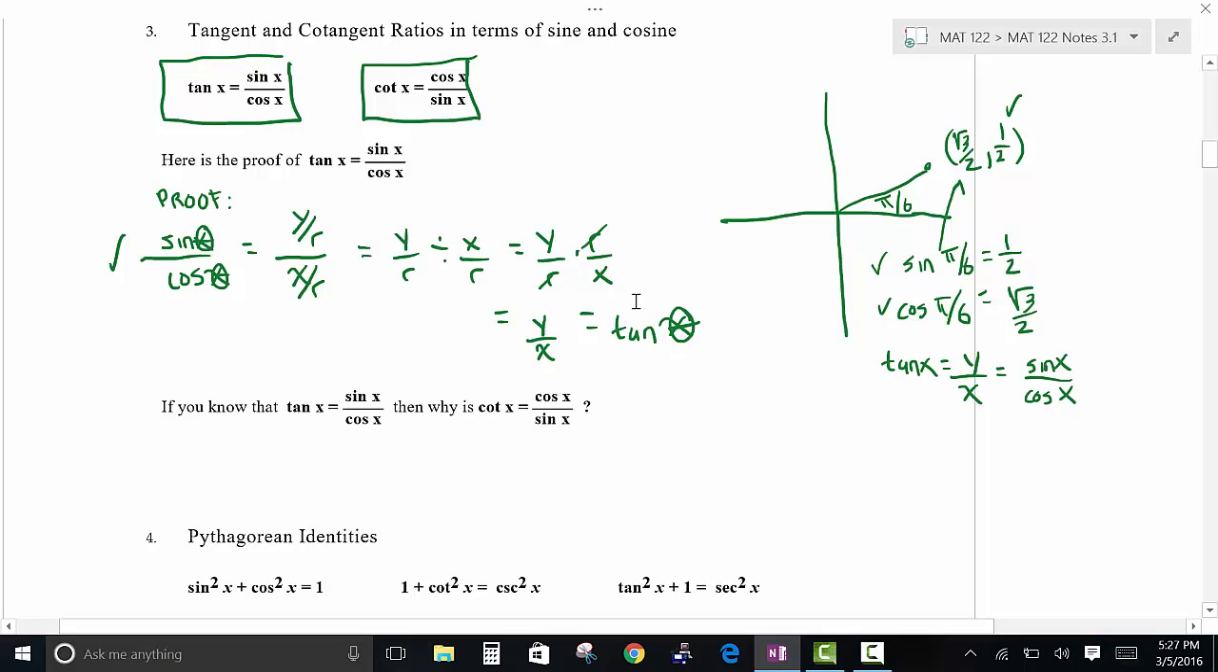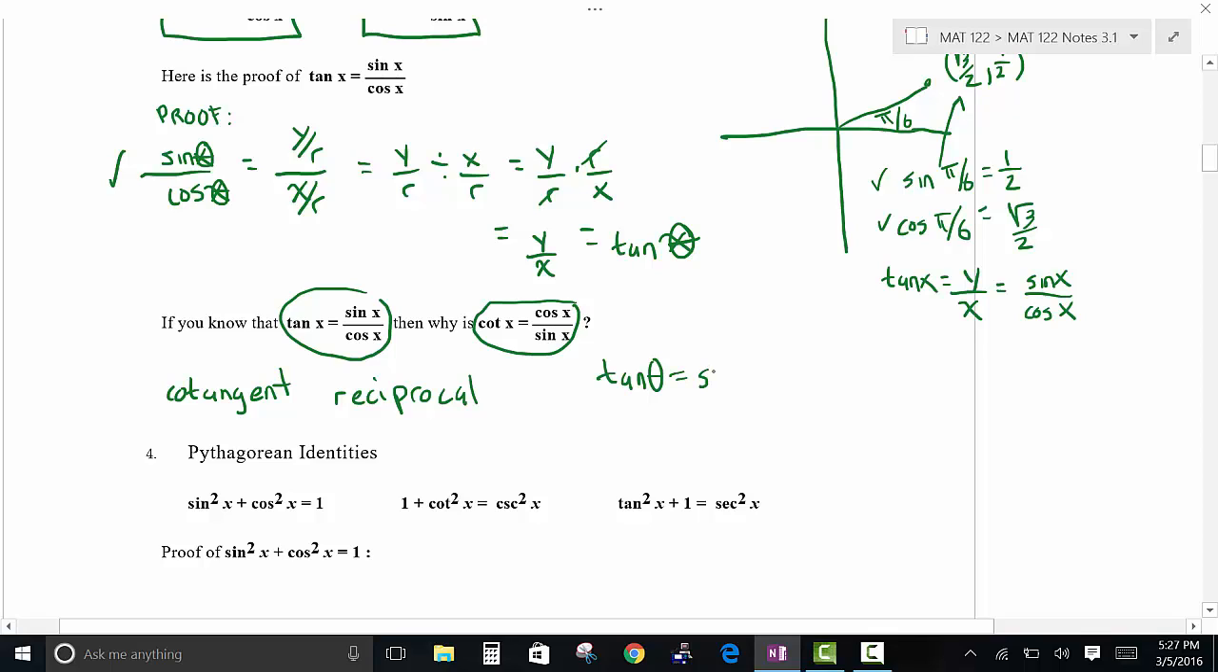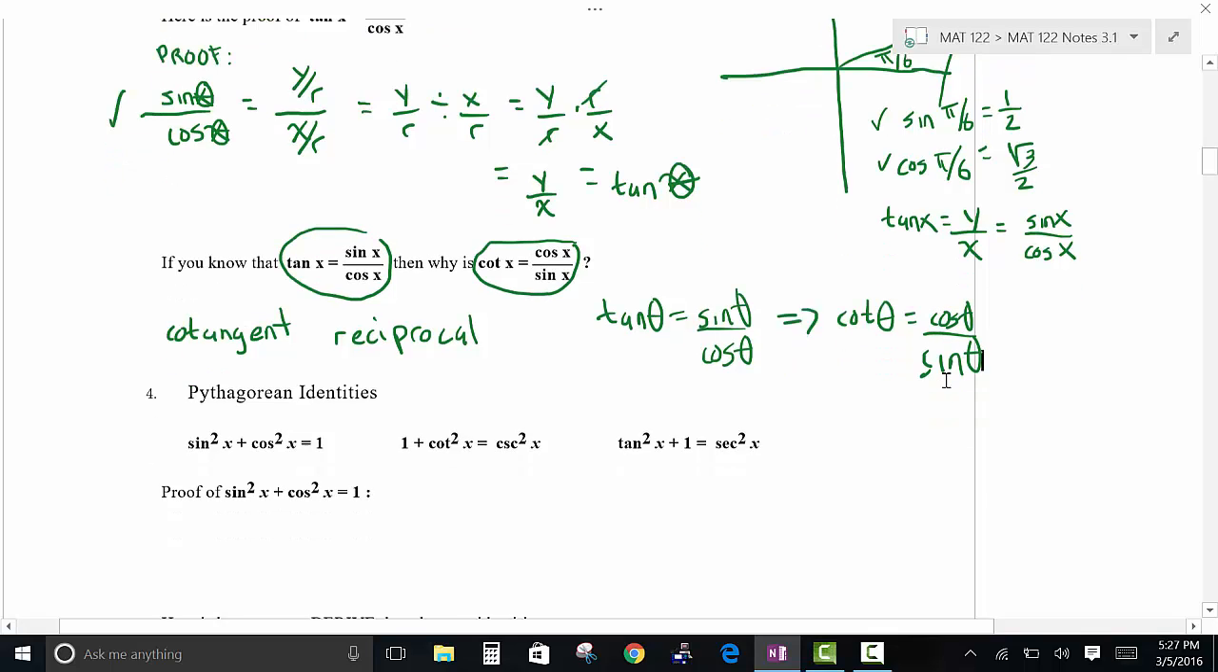Okay, now moving on from there, if we know this is true, then it's easy enough to conclude that this is true. And the reason is because the cotangent is just the reciprocal of the tangent. Okay, so if you know that the tangent of theta is equal to sine theta over cosine theta, then it's easy to conclude that the cotangent of theta would be the reciprocal, so it would be the cosine theta over sine theta, like that. Okay, so those are the cotangent, the ratio identities.